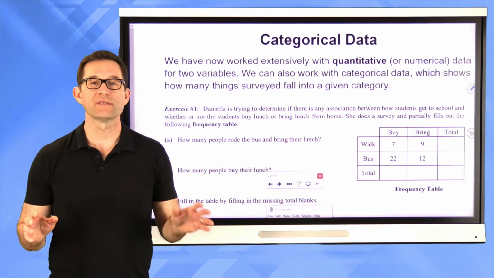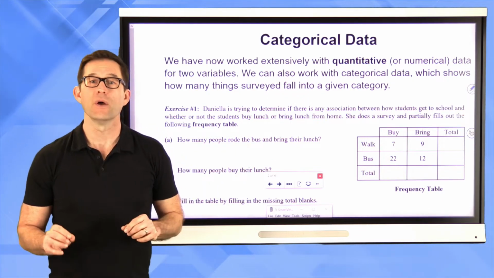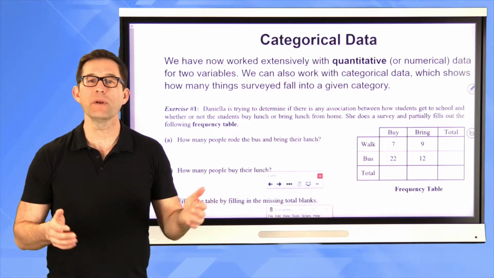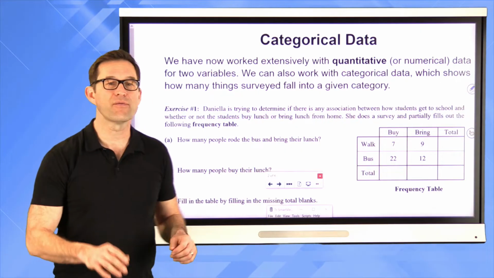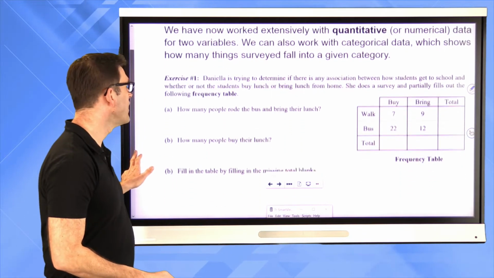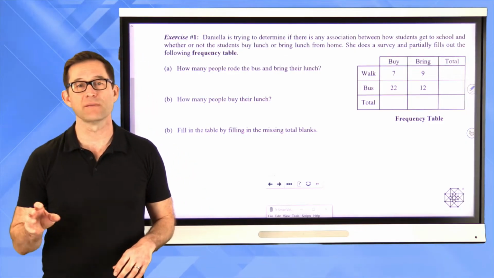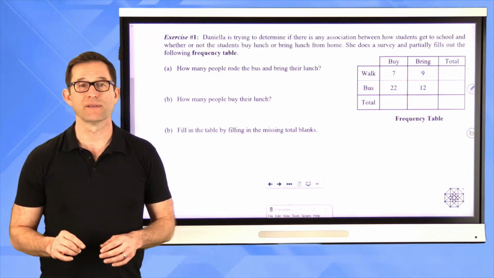We have now worked extensively with quantitative or numerical data for two variables. We can also work with categorical data, which just simply shows us how many things surveyed fall into a given category. And you've definitely worked with categorical data in various courses. You certainly should have worked with it in both Math 6 and Math 7, and hopefully a little bit in Math 8. So let's take a look at exercise number 1.